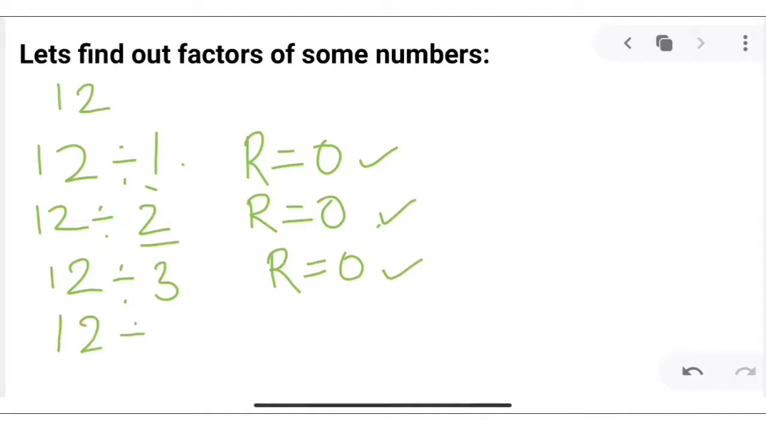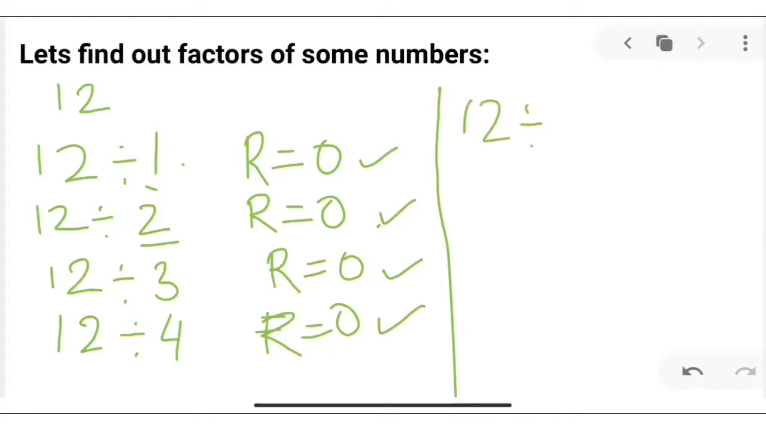When we divide 12 by 4, we get a remainder of 0. That means 4 is also a factor of 12. Similarly, when we divide 12 by 5, we do not get a remainder of 0. Okay, so that means 5 is not a factor of 12.